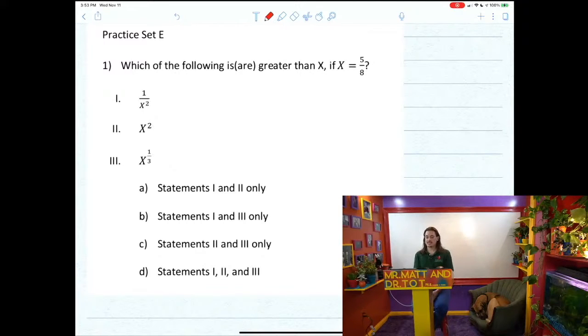So practice set E, question 1, which of the following is or are greater than x if x is equal to 5/8? Statement 1 is 1 over x squared. Statement 2 is x squared. Statement 3 is x to the 1/3 power. Answer selection A is statements 1 and 2 only. B is statements 1 and 3 only. C is statements 2 and 3 only. And D is statements 1, 2, and 3. I'll give you 3 minutes.